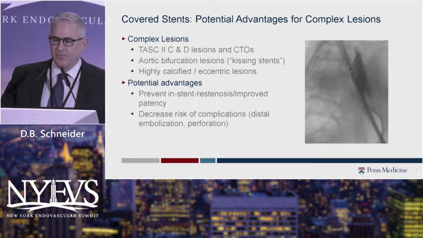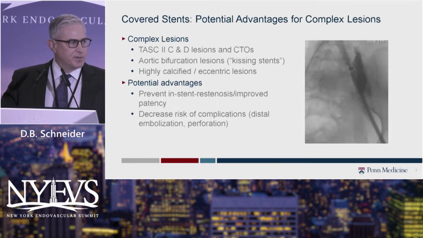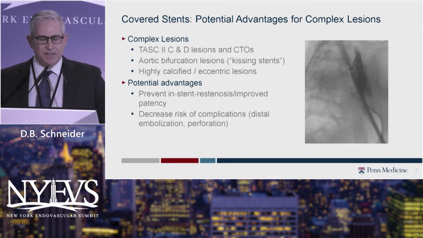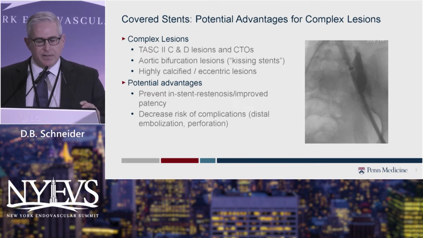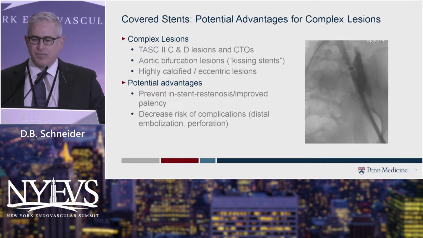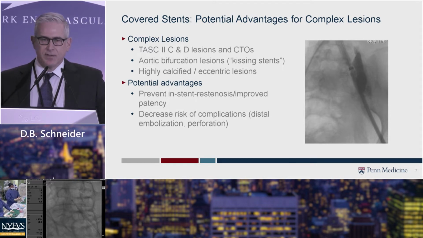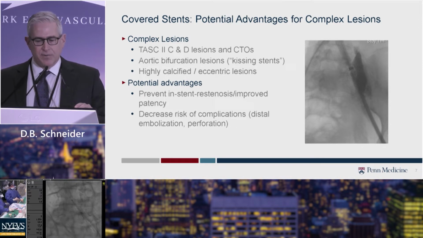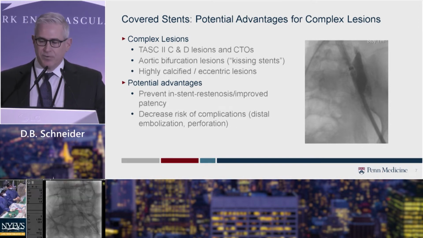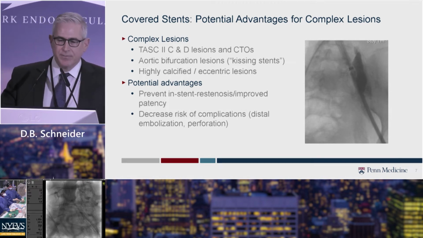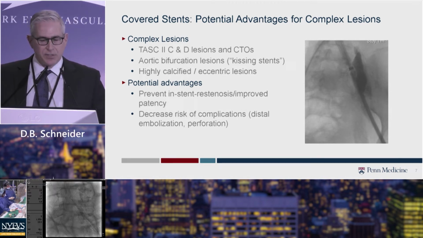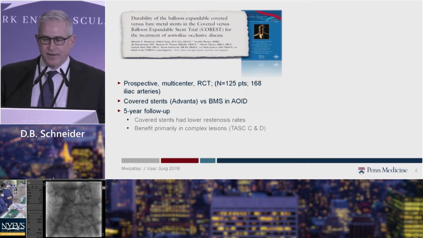I do think, however, that covered stents have some potential advantages, particularly for complex lesions, those TASC C and D lesions that we're talking about, CTOs like the one that George is dealing with right now. I think that it's favorable for kissing stent configurations, and I especially like covered stents for highly calcified eccentric lesions where there's risk of rupture. And the theoretical advantages of these are that we can prevent in-stent restenosis, potentially have improved patency over bare metal stents, and decrease some of those risks of complications, particularly embolization and perforation or extravasation.